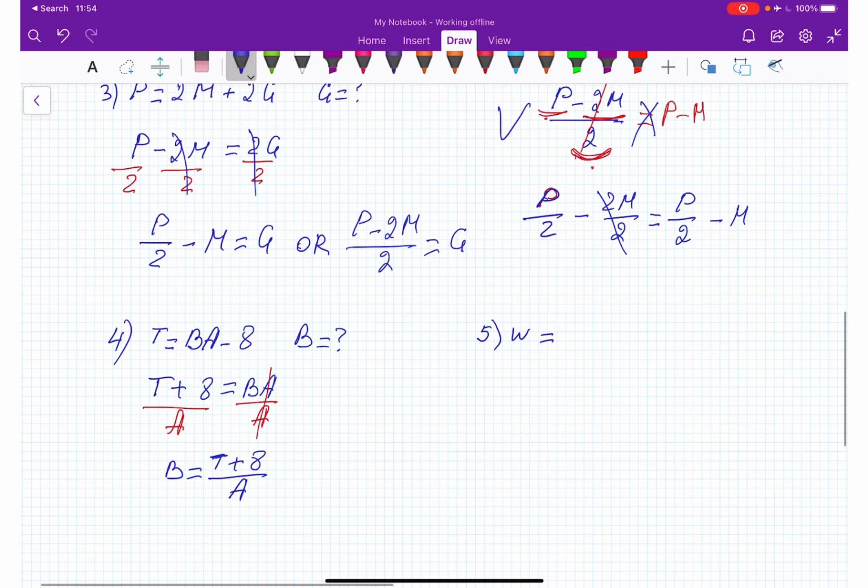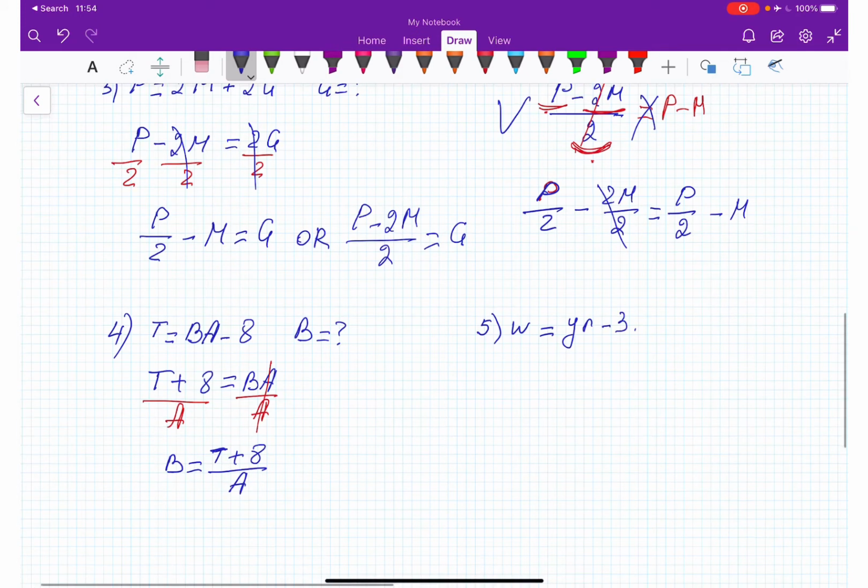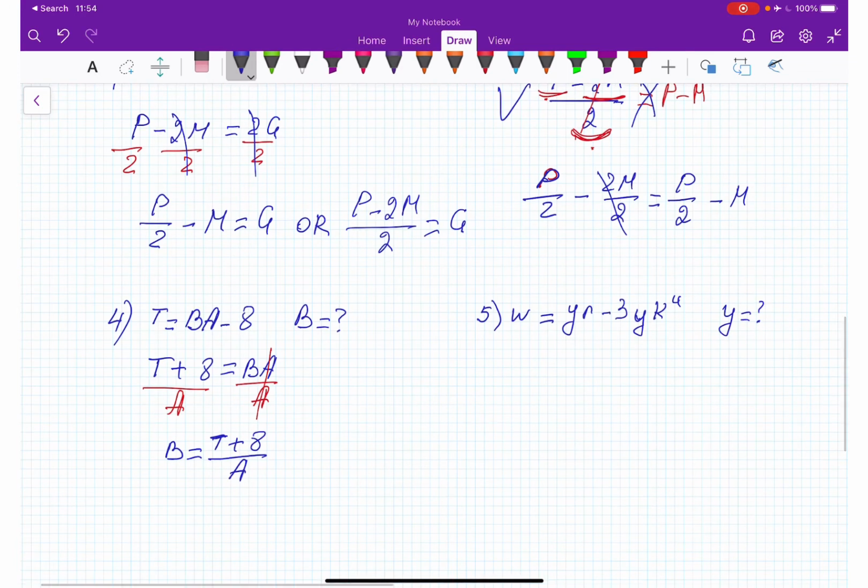W is equal yr minus 3y k to the power 4, solving for y. Look here, we have y in two terms. So what we're going to do is take y out as a common factor. So w is equal to y times (r minus 3k to the power 4).